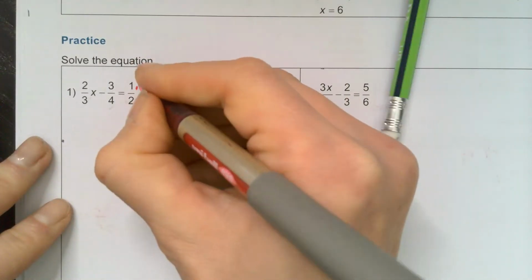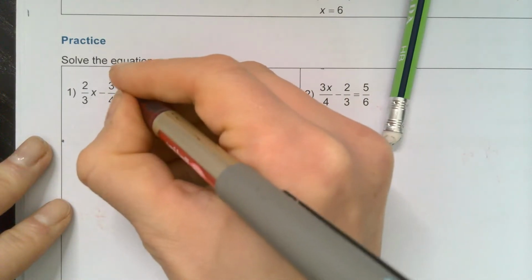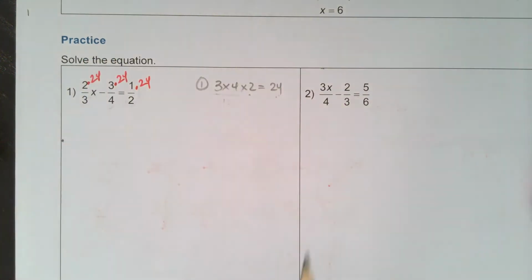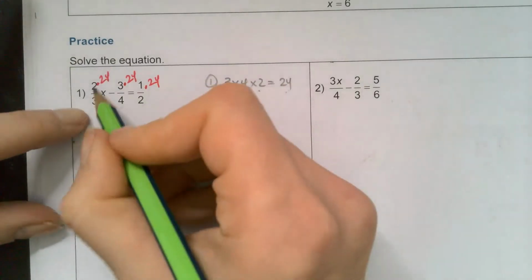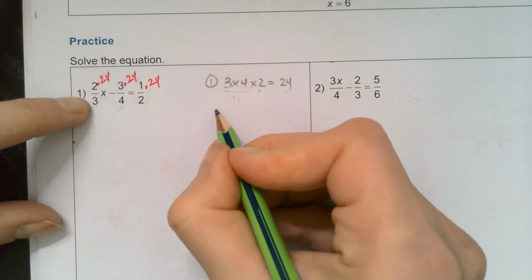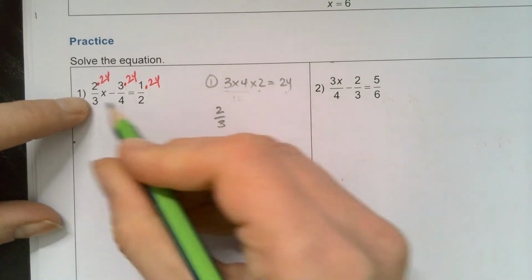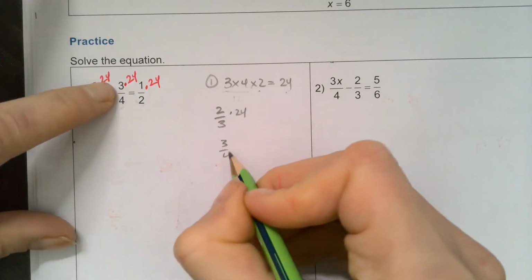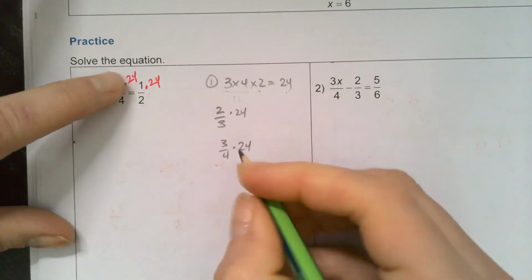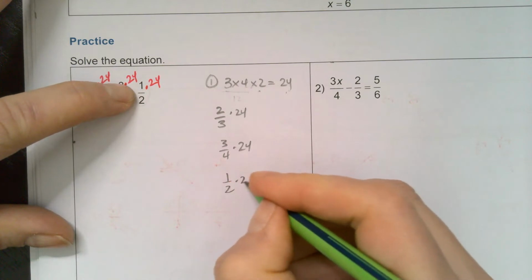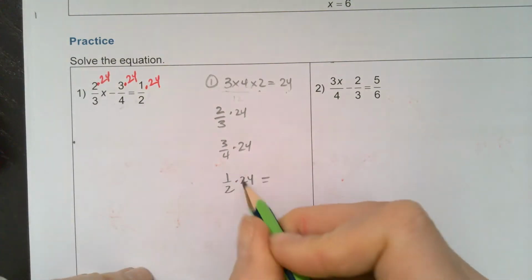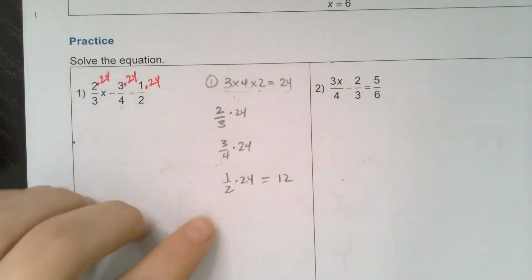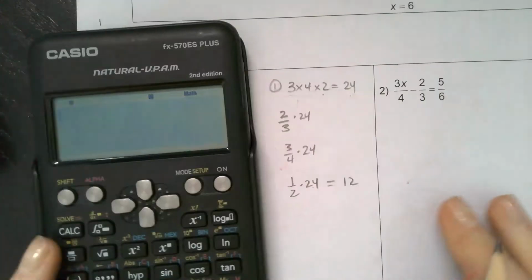So times 24, times 24, times 24. There's not enough room there. So I'm going to write this over here so you can see it better. 2 over 3 times 24. 3 over 4 times 24. And 1 over 2 times 24. Well, half of 24 is 12. That just says half of 24. Okay, let's do the rest.